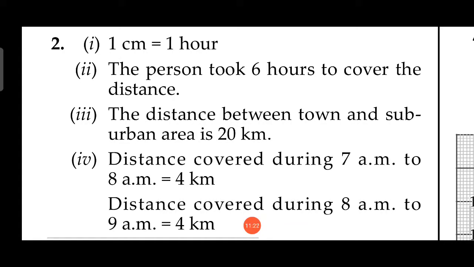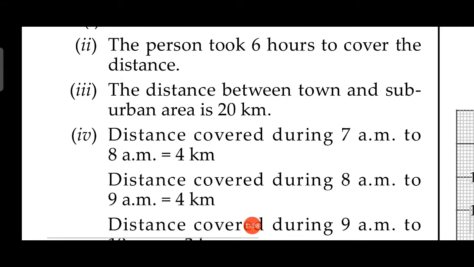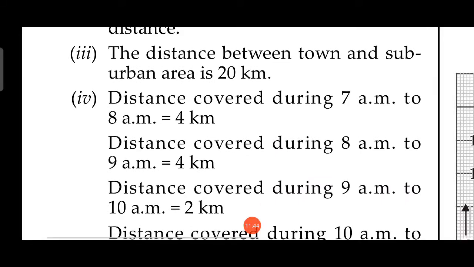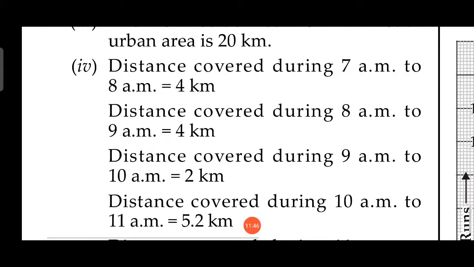Second, how much time did the person take for the travel? The person took 6 hours to cover the distance, and accordingly we can give the answer by looking at the graph. Third answer, the distance between the town and the suburban area is 20 kilometers. Fourth answer, the distance covered during 7 a.m. to 8 a.m. is 4 kilometers.